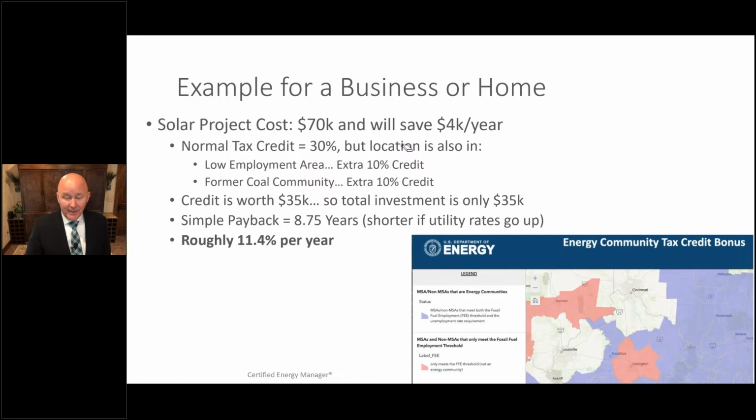So right there, 20 extra percent tacked onto the 30 is 50%. So my credit is worth really 50% of 70K, which is 35K. So I only spent 35K on this portion. The payback was about 8 years, at 9 years rounded up, or roughly about 11.5%. And that's if the rates stay exactly the same as they are now, and they are likely not. Even where I've lived the last 10 years, the prices have gone up at least 20%, and there are all these taxes and environmental fees.